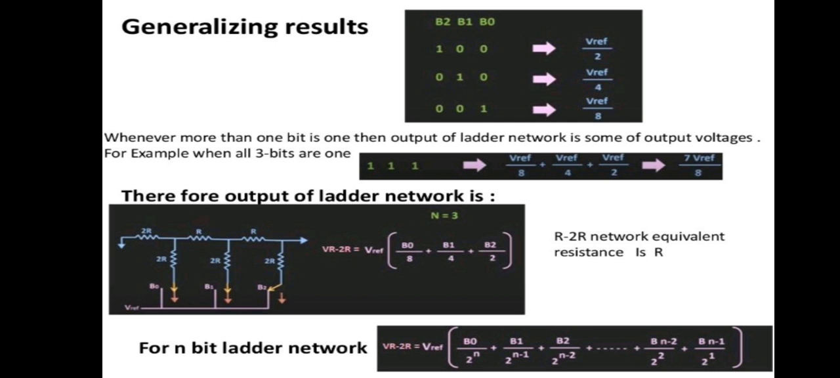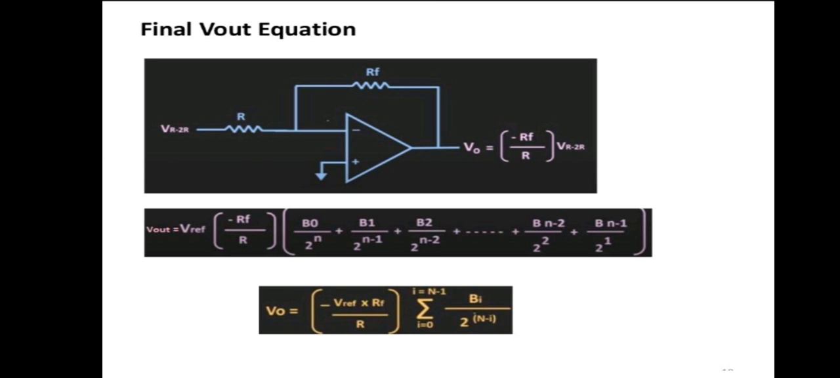For an n-bit ladder network, the output is V reference times the summation of V0 by 2 to the power of N. Final voltage equation: V output equals minus V reference times RF by R times (B0 by 2^N plus B1 by 2^(N-1), and so on). V0 equals minus V reference times RF by R times the summation for I from 1 to N minus 1 of Bi by 2 power N minus I.